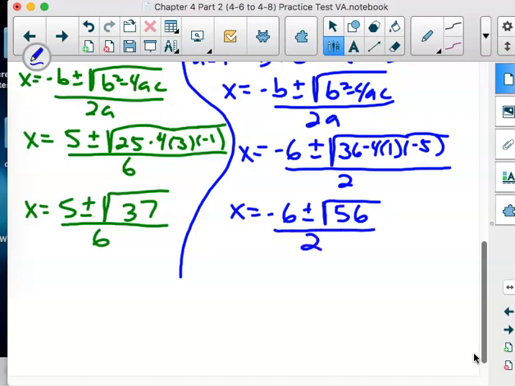Negative 4 times 1 is negative 4. Negative 4 times negative 5 is 20. 36 plus 20 is 56. Perfect squares that go into 56. Nope. What else would you try? Gotta be perfect squares.